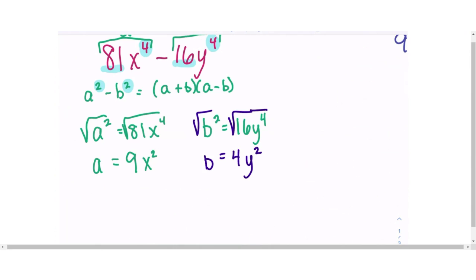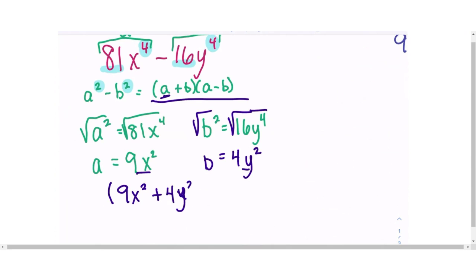So now we can plug those back into this formula. So we have one parentheses where, instead of a, we're going to write 9x squared plus, and then here's our b, 4y squared, and then 9x squared subtract 4y squared.